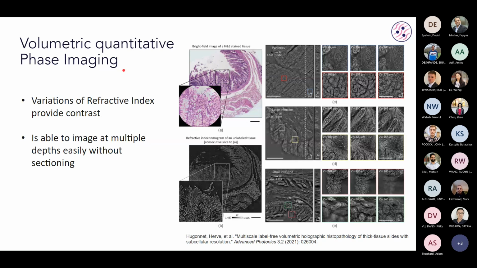So the quantitative phase imaging, which is basically looking at variations of refractive index. This one is able to image at multiple depths quite easily without physically sectioning your tissue. So on the right here, you have examples of images of various different depths, which you could potentially, with the right software, stitch together into some sort of 3D imaging system.